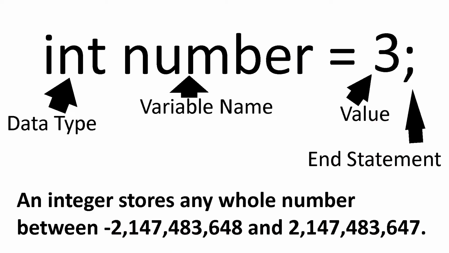So how you declare a variable is like this. You put down the type of variable. I'll just put int for now. More on that later. You give your variable a name. I'm just going to call it number. Very creative, I know. And then you say it equals a value. In this case, I'm just going to put 3. And then you put a semicolon to tell the compiler that the statement has finished.